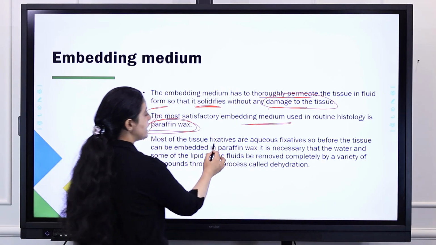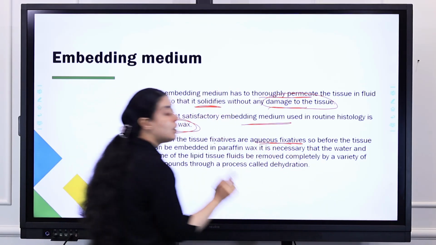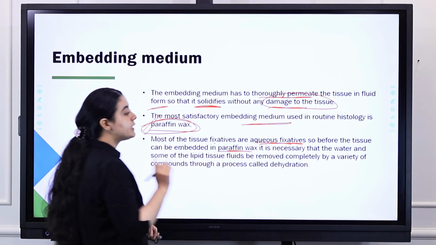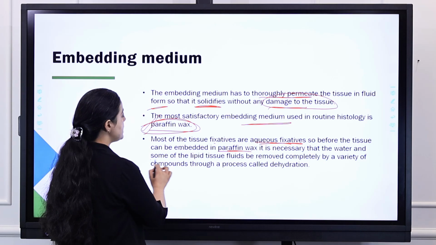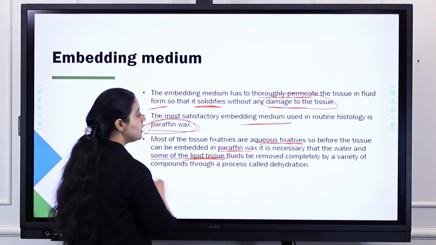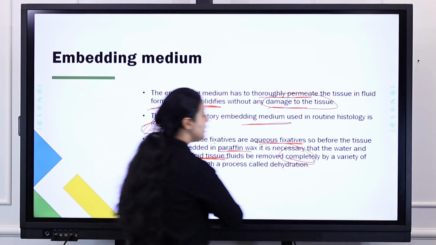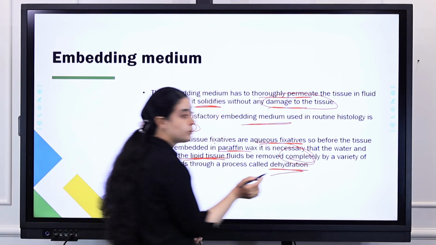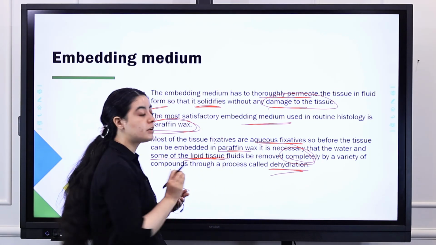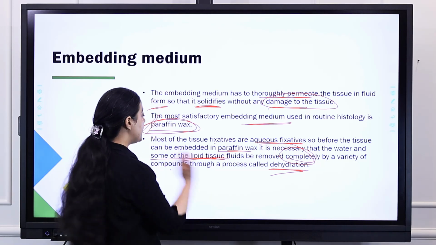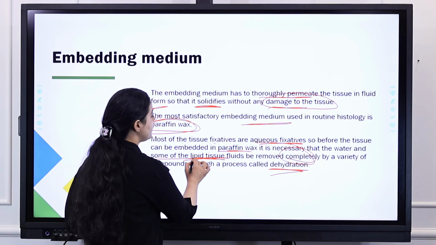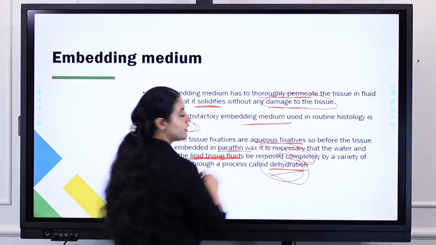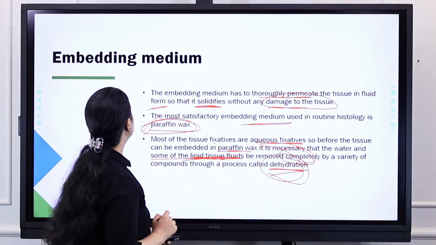Most of the tissue fixatives are aqueous fixatives. So before the tissue can be embedded in paraffin wax, it is necessary that the water and some of the lipid tissue fluid be removed completely by a variety of compounds through a process called dehydration, as I've told you earlier. So we have to remove all the water or any kind of fluid or lipid tissue fluids with the help of the procedure dehydration, right? Let's move forward.